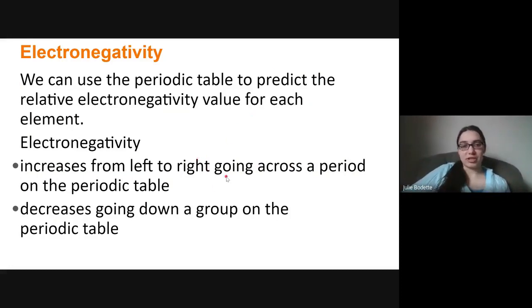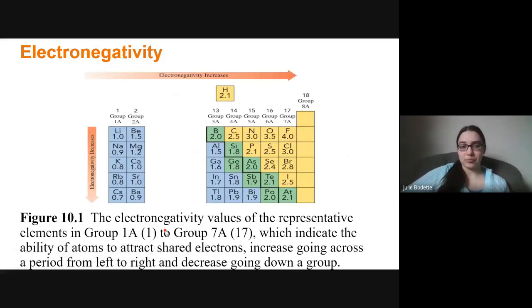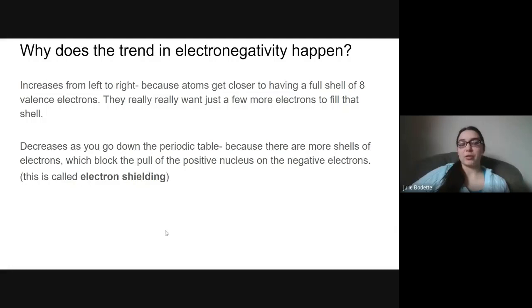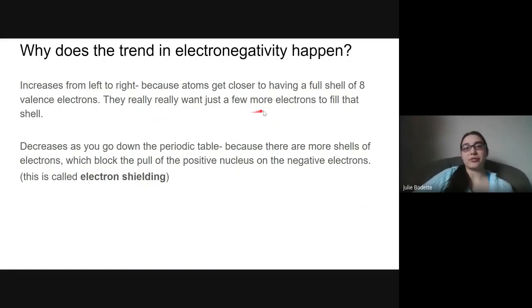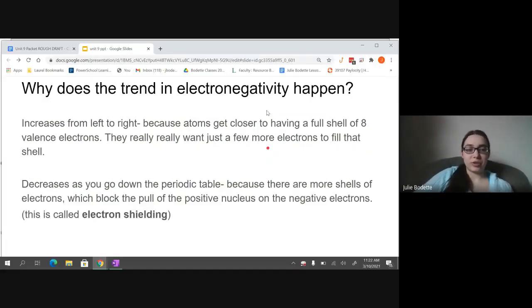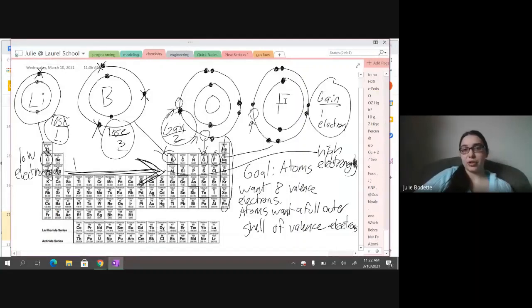Okay, so again, electronegativity increases from left to right and decreases going down. There's just another picture of it. And then why does this happen? I talked a little bit about why it increases from left to right, because atoms get closer to having a full shell of 8 valence electrons. So they really want just a few more electrons to fill in that shell. When we look at, for example, oxygen and fluorine, fluorine has a higher electronegativity than oxygen because it's really pulling on that last electron. It just needs one more. Whereas oxygen still has a pretty high electronegativity, but it wants 2 more electrons, so it's not quite as strong.